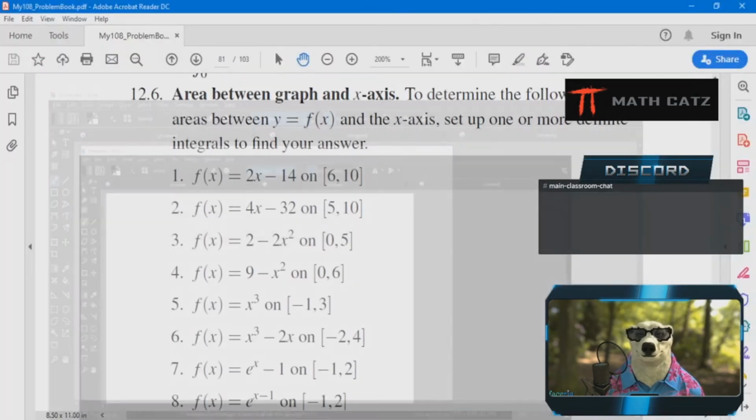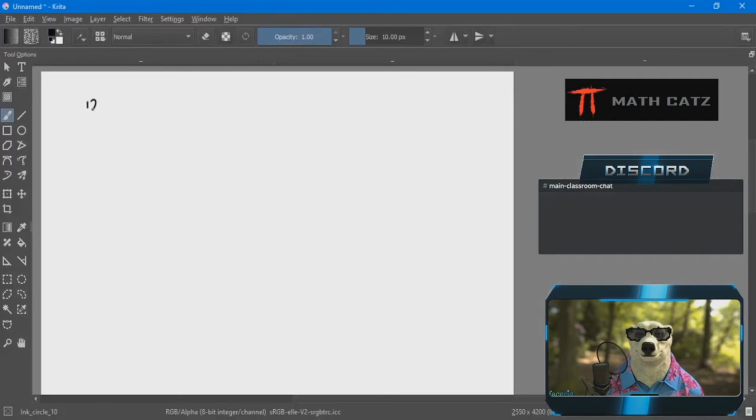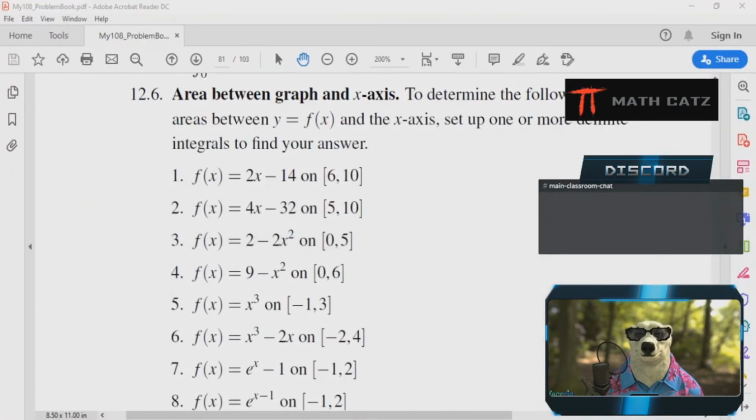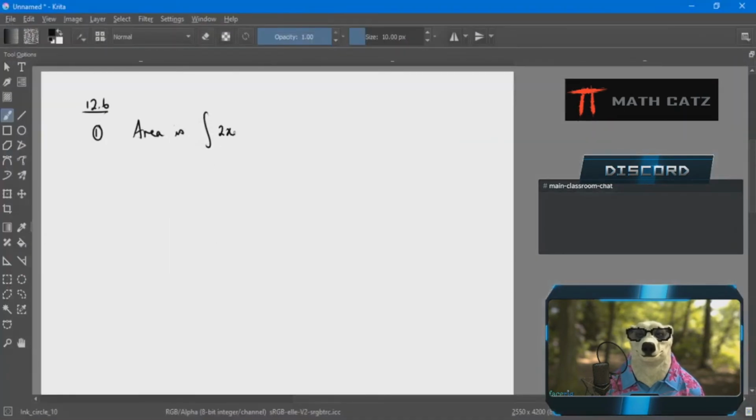What was that, 12.6? First one. So the area is, what was my function? 2x minus 14, x is my variable, and the x values are 6 to 10. Now, we can do this in two ways because I have a very, very simple function to start with. Let's visualize that.